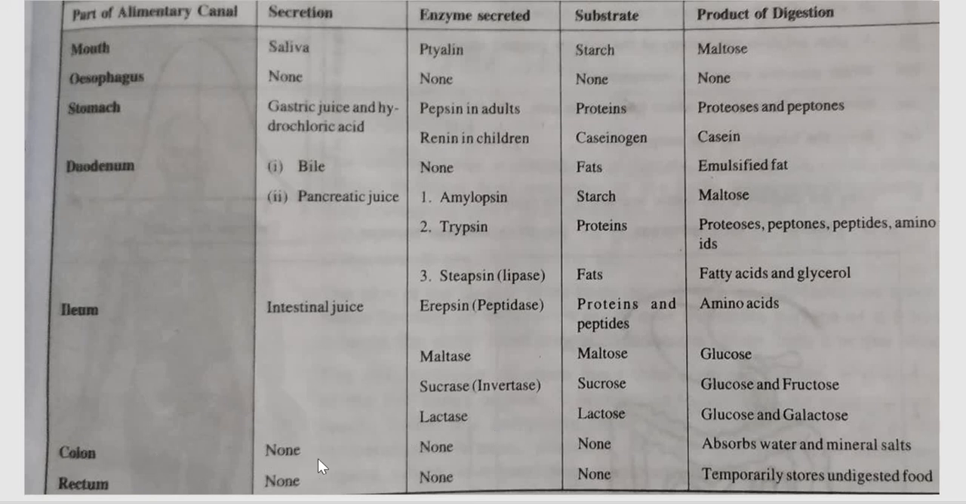In colon, there is no secretion, no digestion, no enzyme at all. Only process is it absorbs water and minerals from the undigested food. Now finally, in rectum, no secretion, no enzymes, no substrate. Only undigested food is stored, that is temporarily, that you have to mention if we are asking this question. Temporarily, it's stored undigested food. Okay, and then this undigested food is released from the intestine. Clear? So by this video, the chapter of digestion is complete.